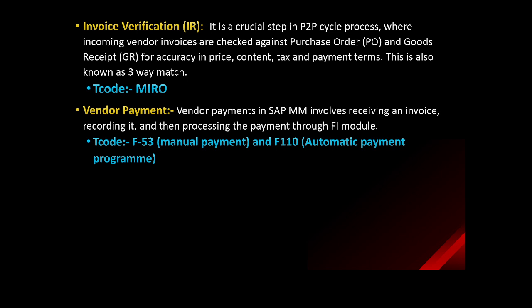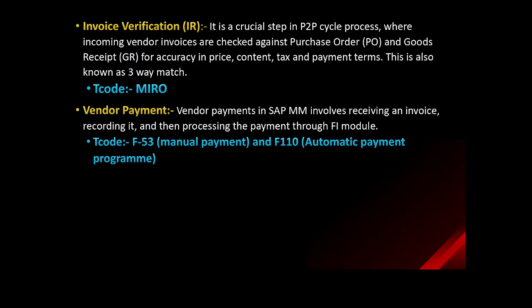Then we have invoice verification. Invoice verification is a crucial step in the P2P cycle process, because incoming vendor invoices are checked against the purchase order and goods receipt for accuracy in price, content, tax, and payment terms. This is also known as three-way match. Three-way match is when we do the PO, then MIGO, then MIRO. So this is known as three-way match, and two-way match means we only do MIGO.